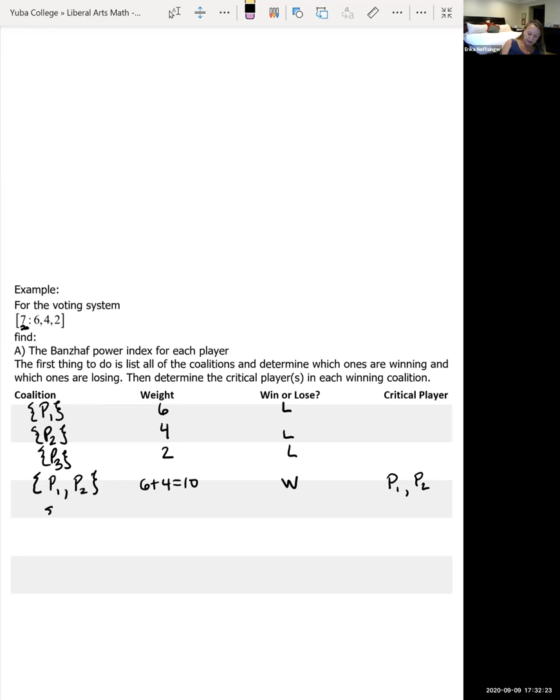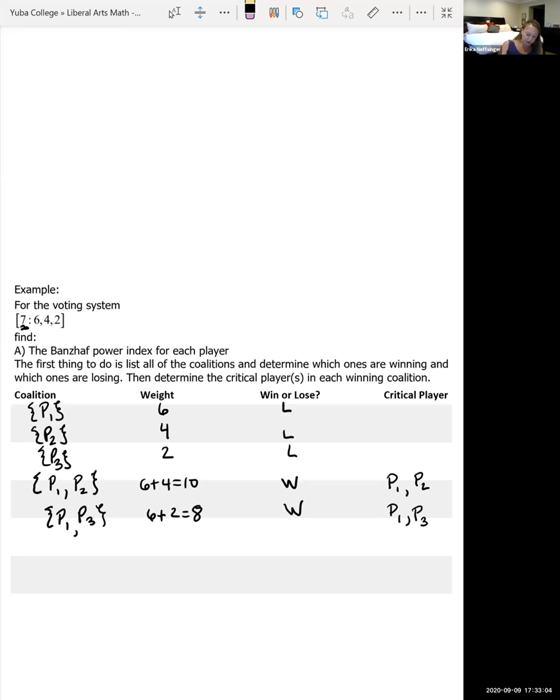Another possible two-player coalition is player 1 and player 3. Let's see if this is winning. Player 1 has 6 votes, plus player 3's 2 votes, which equals 8. That's over 7, so this is a winning coalition. If I removed either one of those players, it would be losing, so each player in that coalition is critical, player 1 and player 3. That's all the two-player coalitions with player 1.